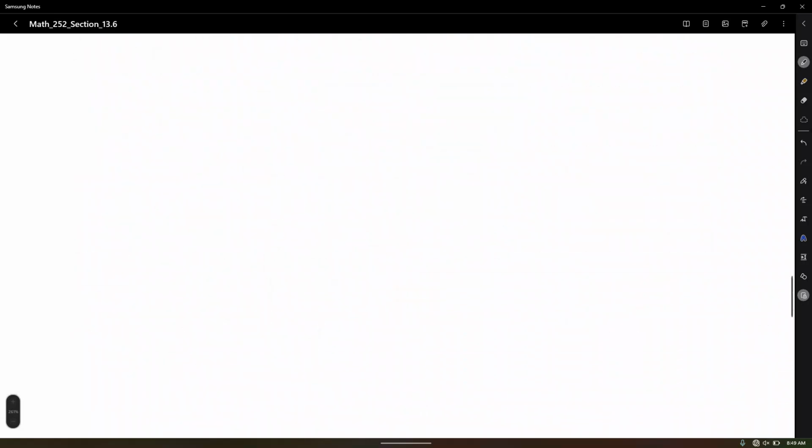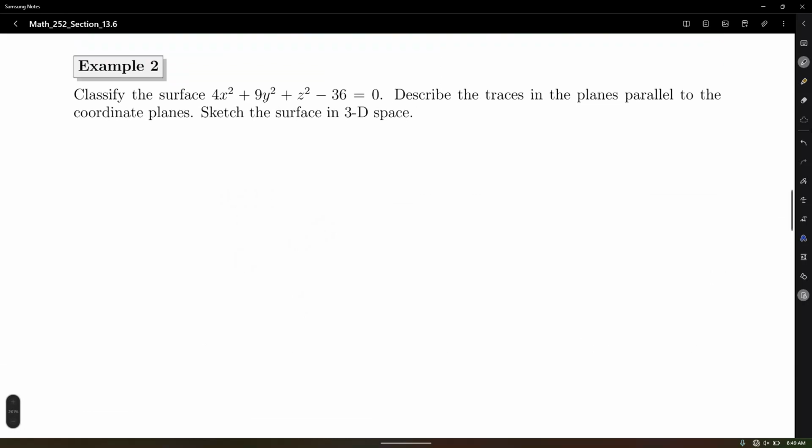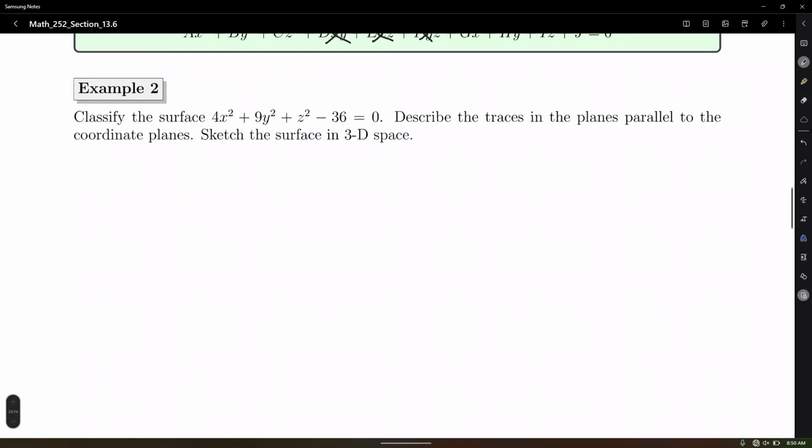All right, let's have a look at one example. Two examples. Classify the surface 4x squared plus 9y squared plus z squared minus 36 equals 0. Then describe the traces in the planes parallel to the coordinate planes, and then sketch the surface in 3D space. All right. Oftentimes you will be given an equation like this that we need to do a little bit of work before we can identify it as any of the 6 quadric surfaces.